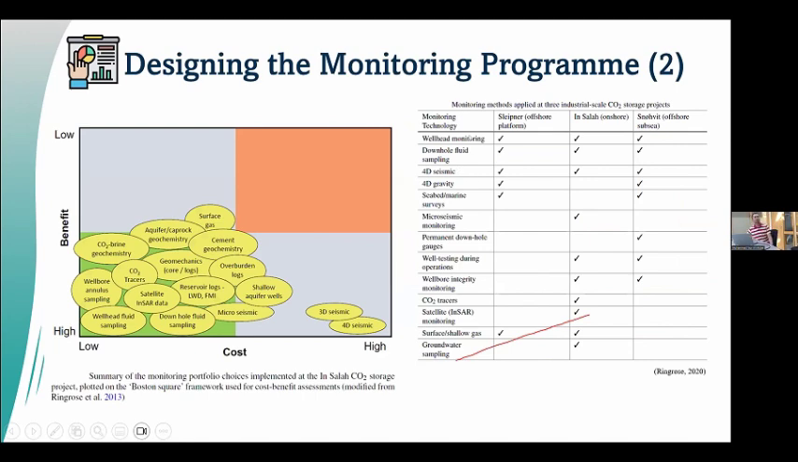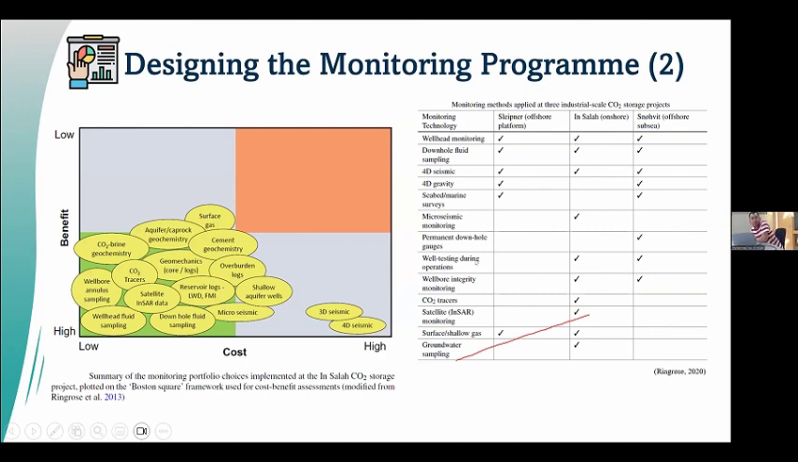Let's say, for example, here we can learn from previous studies. We can learn from the Sleipner cases, Salah, and Snøhvit, where different technologies were implemented. Why were different technologies implemented? Because they are working in a different time scale. I mean, a different time zone.